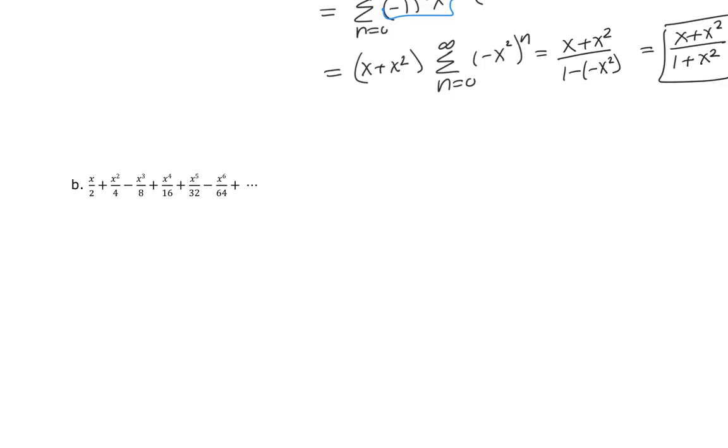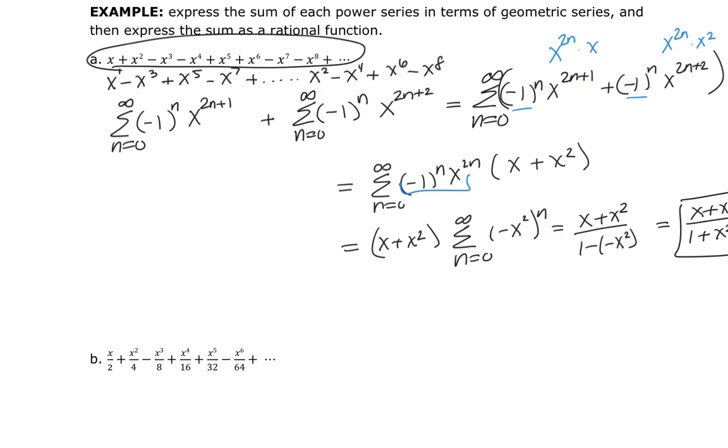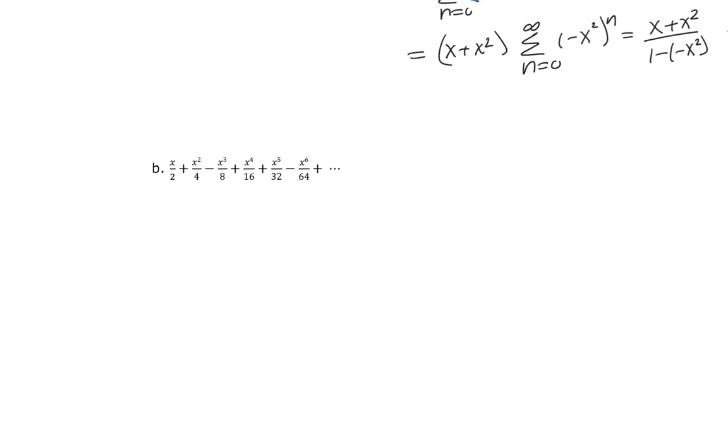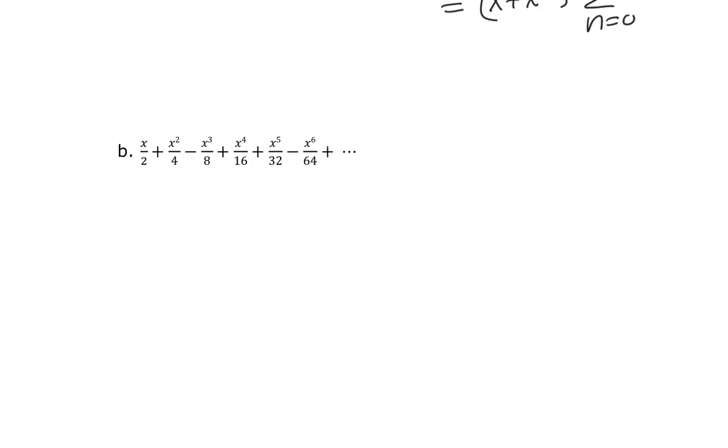With B, there is not a distinct pattern like the previous one, where I could take negative x to the third, plus x to the fifth, minus x to the seventh. I don't have that kind of distinct pattern here. So let's just start by writing all the positives first. x over 2 plus x squared over 4 plus x to the fourth over 16 plus x to the fifth over 32 plus dot dot dot, and then I have minus x to the third over 8 minus x to the sixth over 64.